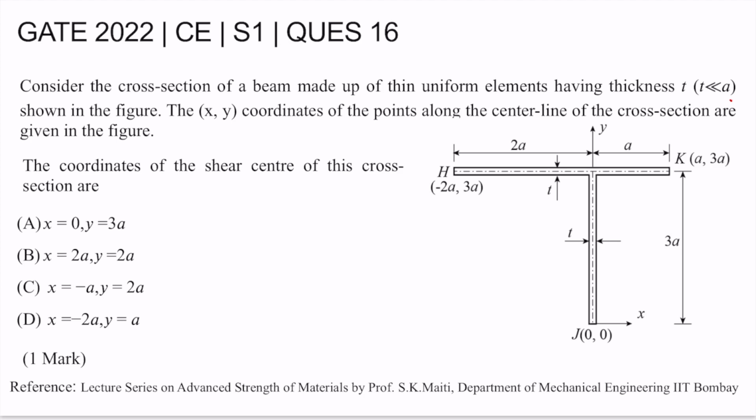Hello everyone, so today I'll be discussing question number 16 of set 1, GATE 2022. Consider the cross section of the beam made up of thin uniform elements having thickness t, which is very less than a, as shown in the figure. The XY coordinates of the points along the center line of the cross section are given in the figure. The coordinates of the shear center of this cross section are.